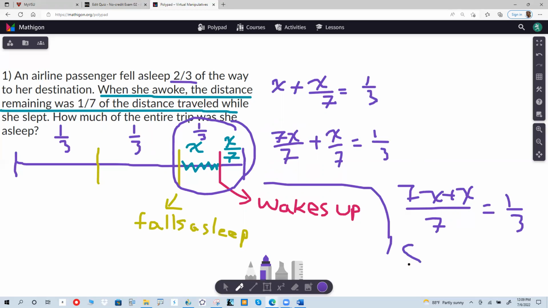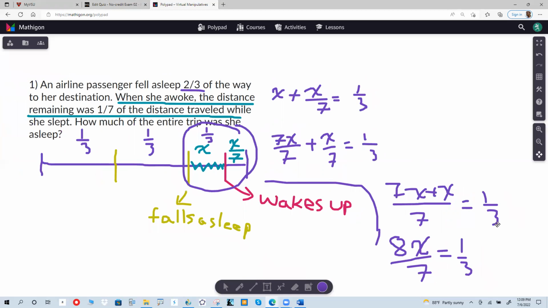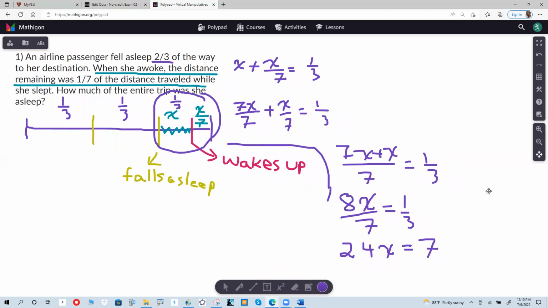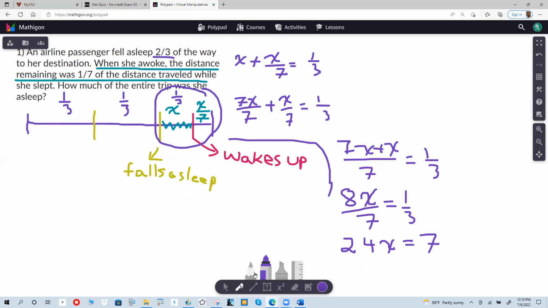7x plus x is 8x over 7 is equal to 1/3. Almost done. Okay, so I'm going to cross multiply. 3 times 8x is 24x. You do it the way your teacher taught you. 7 times 1 is 7. Almost there. And you need to find the value of x. That's your fraction. What fraction of the whole trip? x is 7/24.